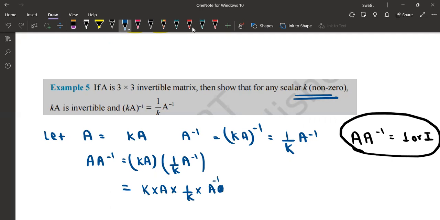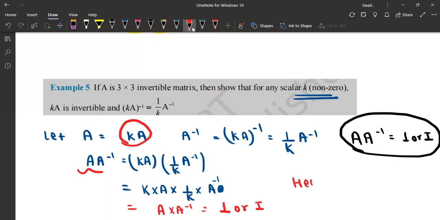So this k and 1 upon k together are basically 1 only, right? And this is A times A inverse. If you check A into A inverse, it is A times 1 upon A only, and that is 1, or that is I. So that is why we got the product as 1 or I. That proves that this kA that we have taken is invertible. Hence proved.